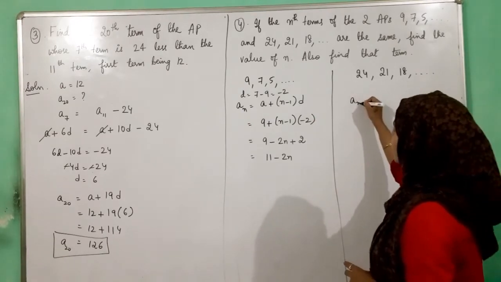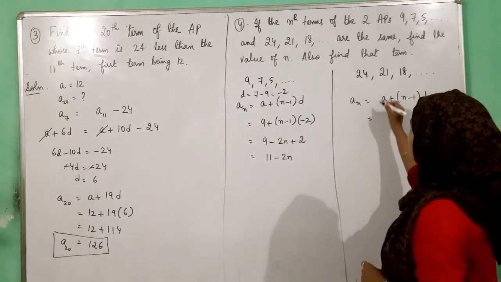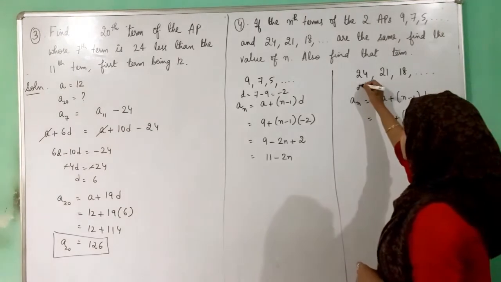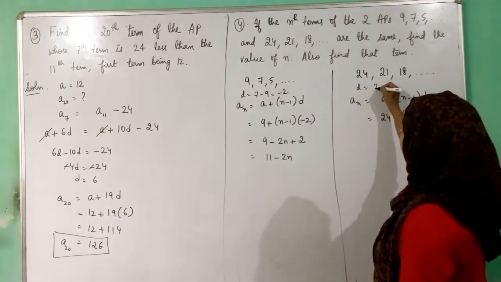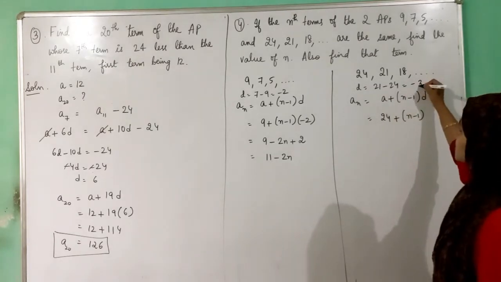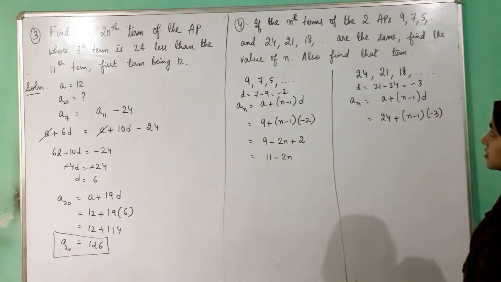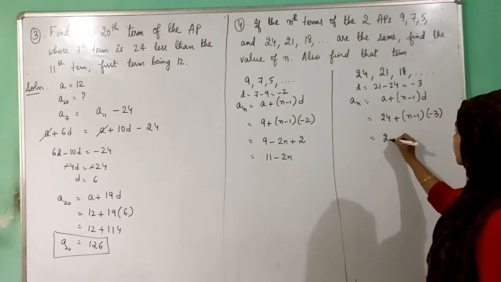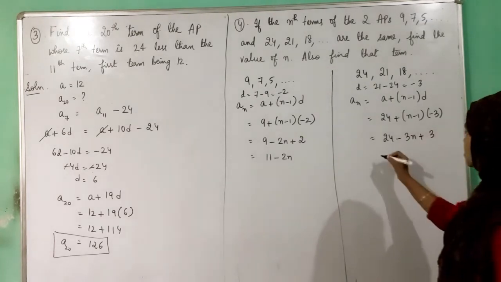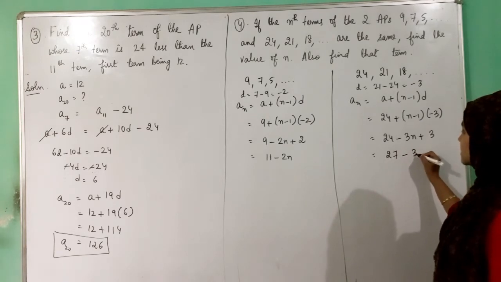Okay, so an will be again a plus n minus 1 into d. A is 24 plus n minus 1. What is d here? d is 21 minus 24. So that will become minus 3. Okay. So I will substitute the value of minus 3 here. So what I will get? 24 minus 3n plus 3. Okay. So upon solving, 24 plus 3, 27 minus 3n.